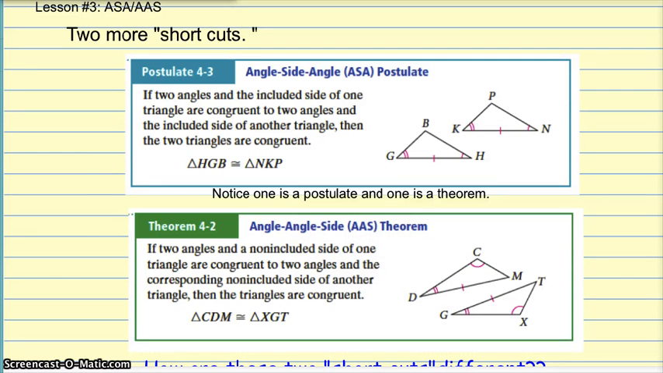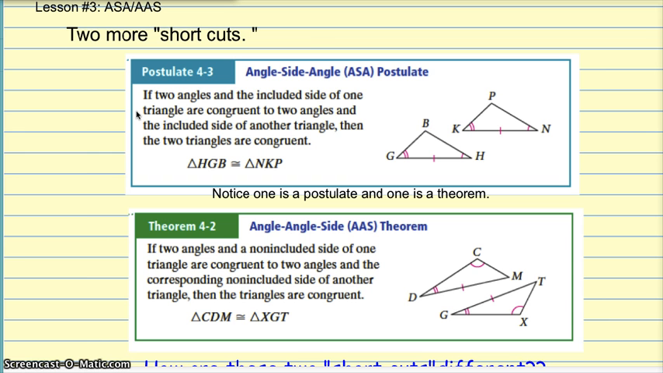This is Unit 5, Lesson 3, angle, side, angle and angle, angle, side. These are two more shortcuts to prove triangles congruent. The first says if two angles and the included side of one triangle are congruent to two angles and the included side of another triangle, then the two triangles are congruent.